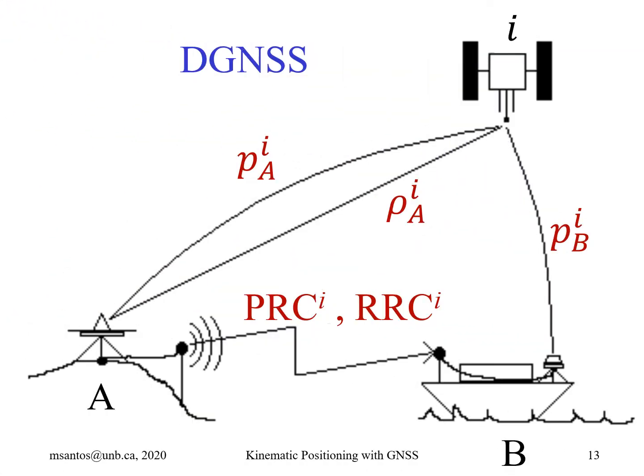Differential GNSS. Differential GNSS is a technique that allows positioning of a rover receiver B as a function of a base station A of known coordinates.